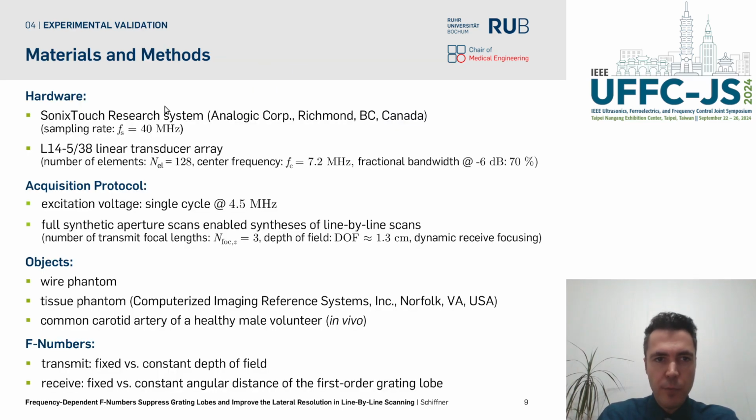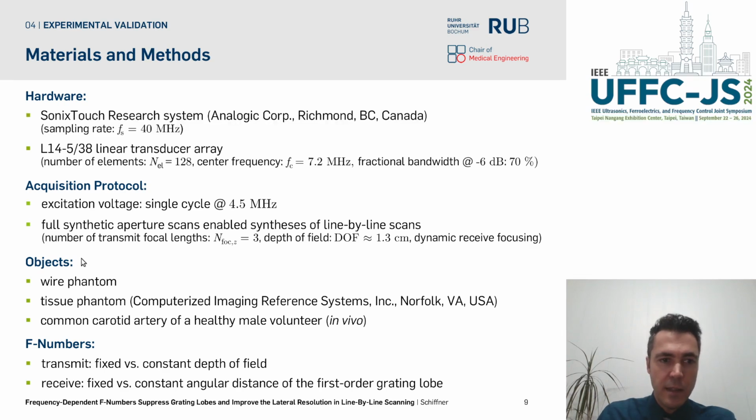To validate the proposed f-numbers, 3 experiments using a Sonics Touch research system at a sampling rate of 40 MHz and a linear transducer array with 128 elements were conducted. The excitation voltage was a single cycle at 4.5 MHz, and full synthetic aperture scans enabled the synthesis of line-by-line scans. The number of transmit focal lengths was 3, and the depth of field approximated 1.3 centimeters. Dynamic receive focusing was used.